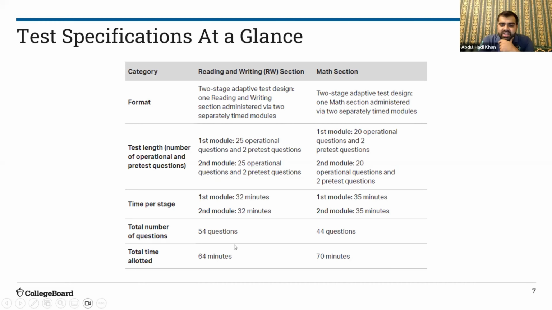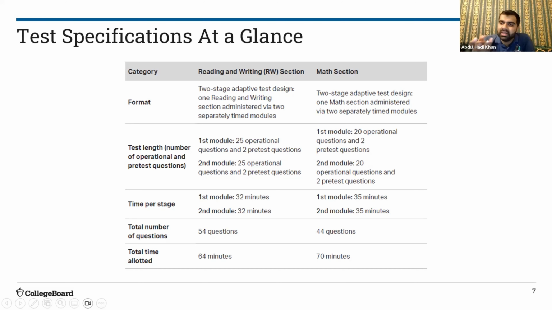English would be 64 minutes and math would be 70 minutes. Again, they're divided into two modules of 35 plus 35 minutes for math, and English would be divided into two modules of 32 and 32 minutes. As you see, it says it has 25 operational questions and 2 pre-test questions.